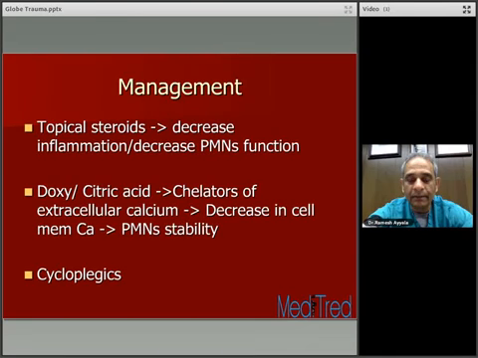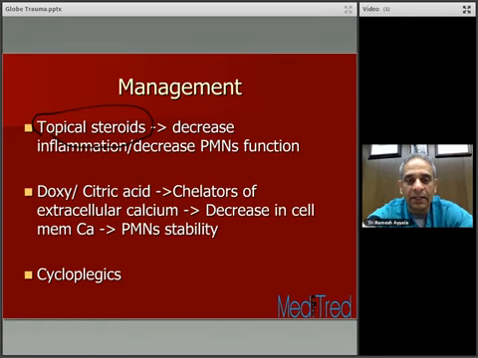Now, once you've irrigated the eye copiously, pH is brought back to normal, and any particulate material that is there, especially under the lid, is taken out. The next step in the treatment would be to decrease inflammation and decrease PMN, the white cell function, and that's with the help of heavy dose of steroids every hour.